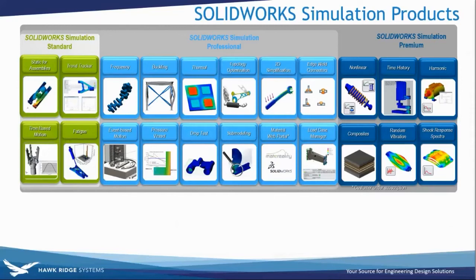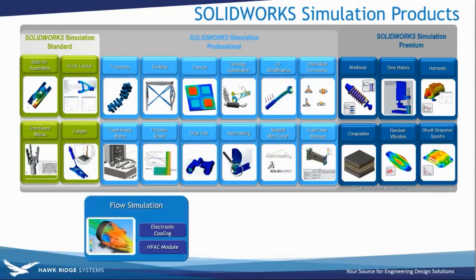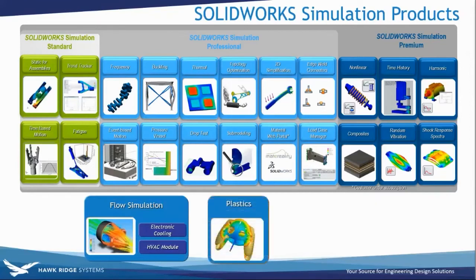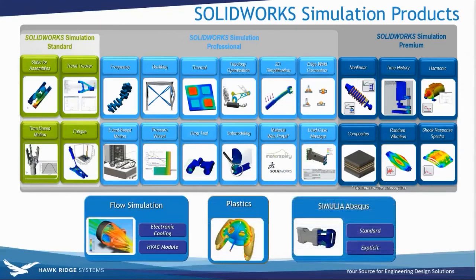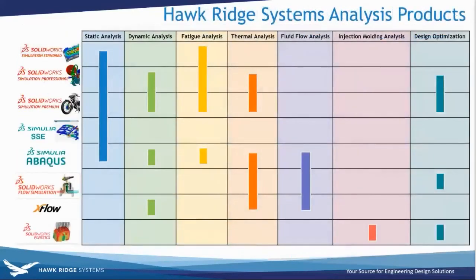So this is kind of the product line for SolidWorks Simulation. It is broken into those 3 familiar tiers, all with a whole bunch of different study types. Then there's the CFD, a flow simulation. There's Plastics for the injection molding process, and then Simulia Abaqus for your more multi-physics and complex simulations. You can see that there's a lot of overlap of these products. So if you have a specific simulation need, I strongly encourage you to reach out to a Hawkridge representative and we can hone in and find the best software for your specific issue.